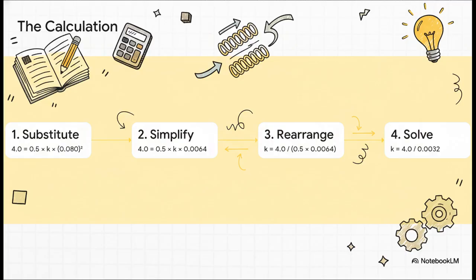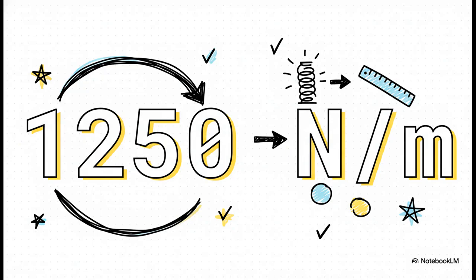Okay, now that we've fixed our units, we can get down to business. Step 1, we plug our numbers into the equation. Step 2, we simplify things a bit by squaring that extension. Step 3, this is the algebra part. We rearrange the formula to get k all by itself. And finally, step 4, we do the math and solve it. And there it is. Our answer is 1250.